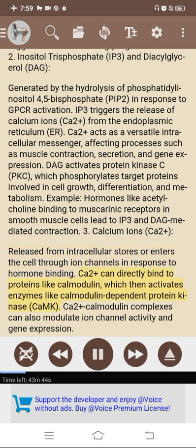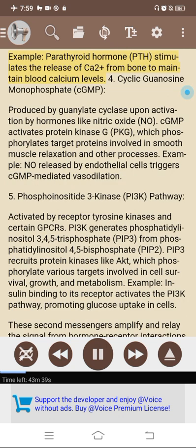Ca2+ can directly bind to proteins like calmodulin, which then activates enzymes like calmodulin-dependent protein kinase (CaMK). Ca2+-calmodulin complexes can also modulate ion channel activity and gene expression. Example: parathyroid hormone (PTH) stimulates the release of Ca2+ from bone to maintain blood calcium levels.